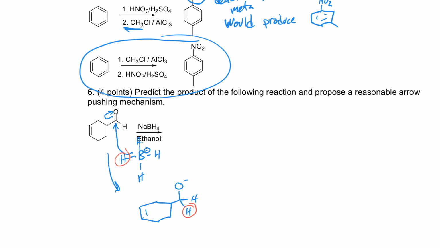And then I have ethanol present. Just a proton transfer step. And that gets us to the product, which is simply the reduced aldehyde, which makes a primary alcohol. You'll notice that the alkene here was not affected by the reaction. Sodium borohydride does not reduce alkenes that are by themselves, so we don't reduce the alkene there.